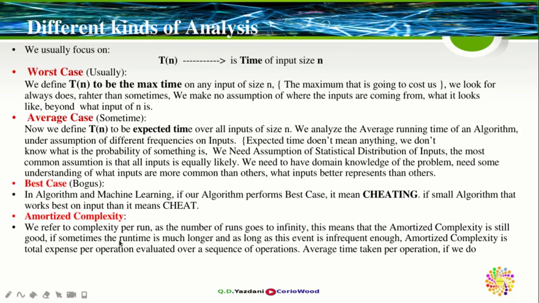If sometimes the running time is much longer, as long as this event is infrequent enough, amortized complexity is the total expense per operation evaluated over a sequence of operations. It is the average time taken per operation if we do many operations. So amortized complexity is the average time taken per operation. This is the simplest explanation. If you are confused here, the last one which I put here: average time taken per operation if we do many operations. That's the simplest example I can give you.